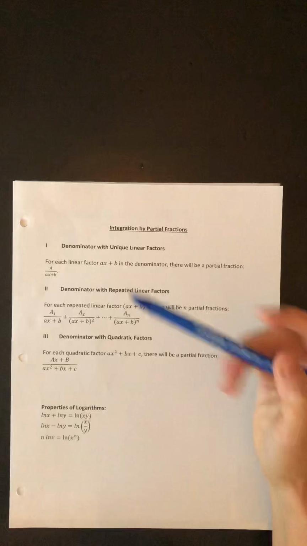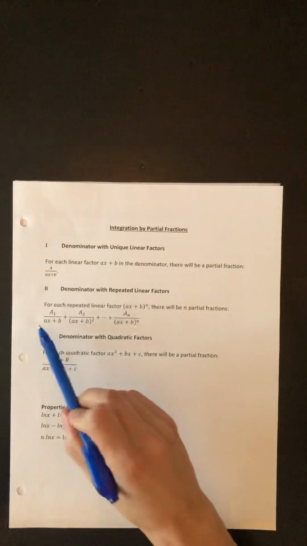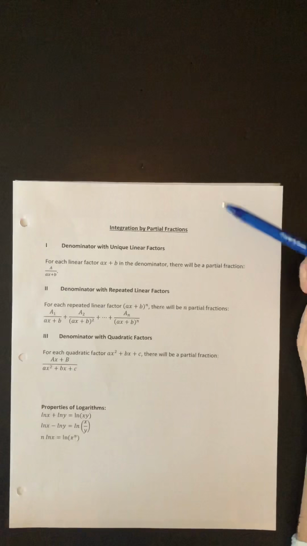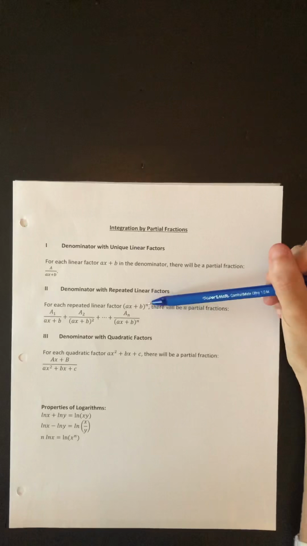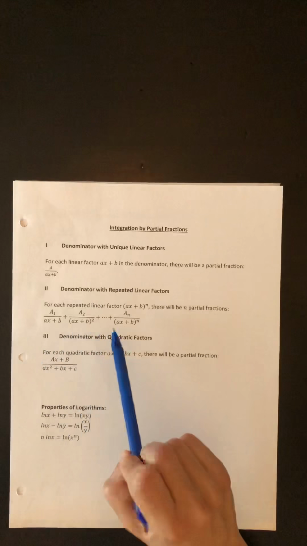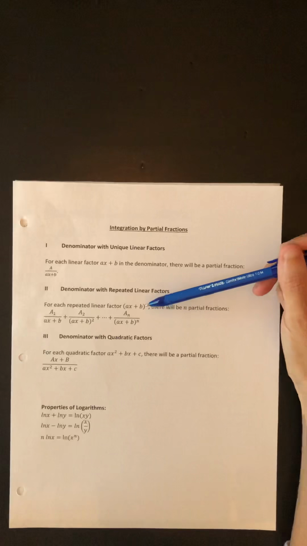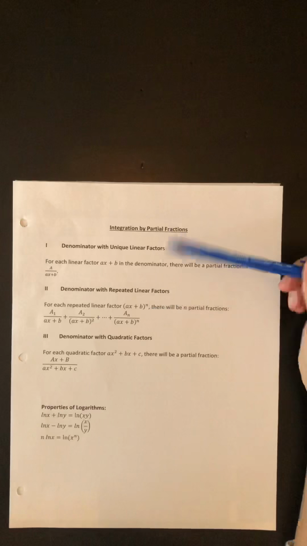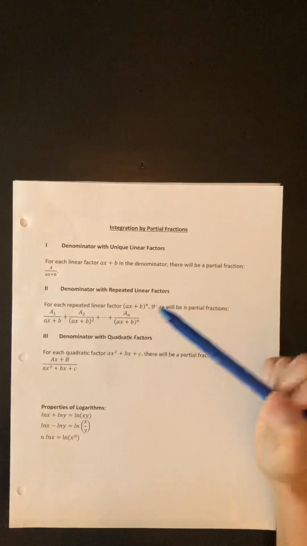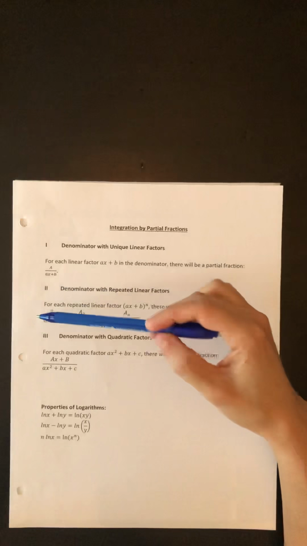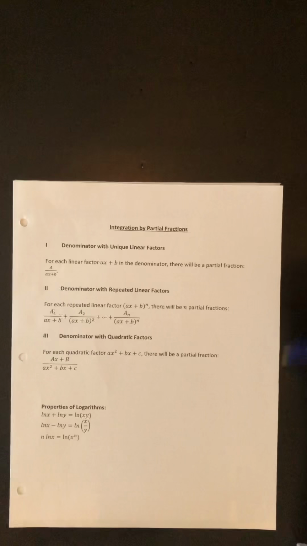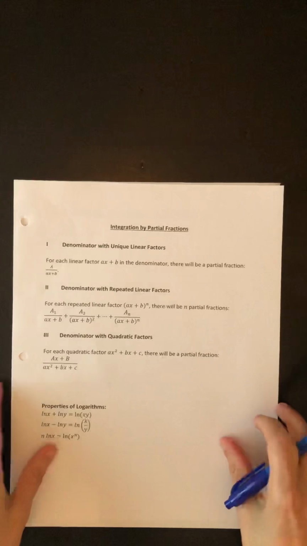So the value of n determines how many fractions you will need to handle that term. So for example, if n is 3, then there will be 3 partial fractions. The denominators would have exponents of 1, 2, and 3 respectively. Up top, there will be a single letter. Okay, so let's begin with a first example.